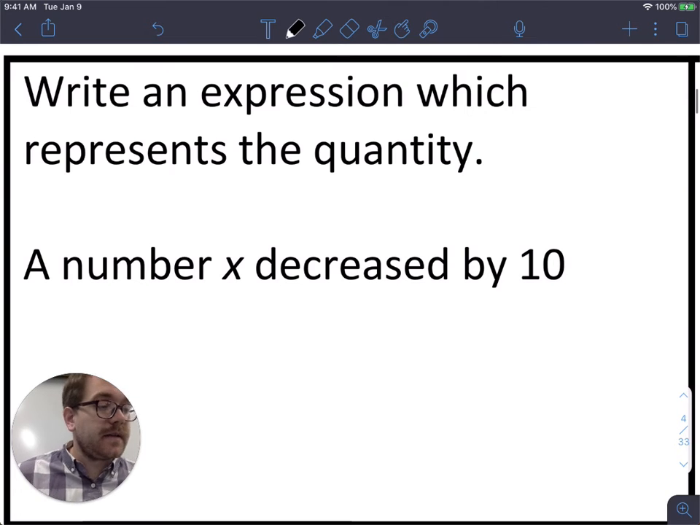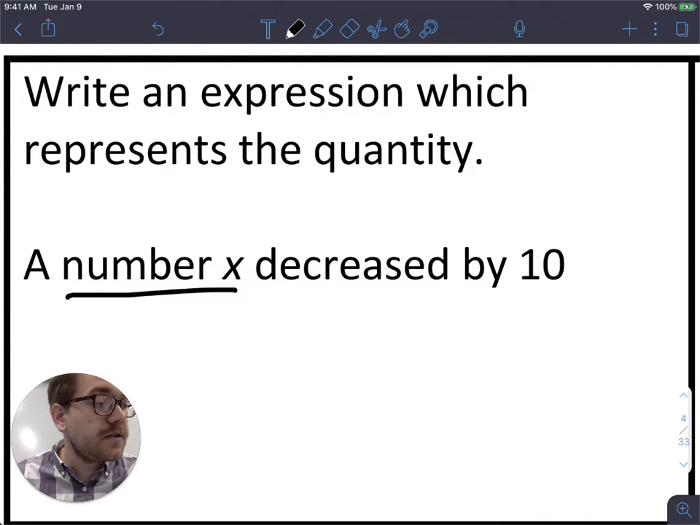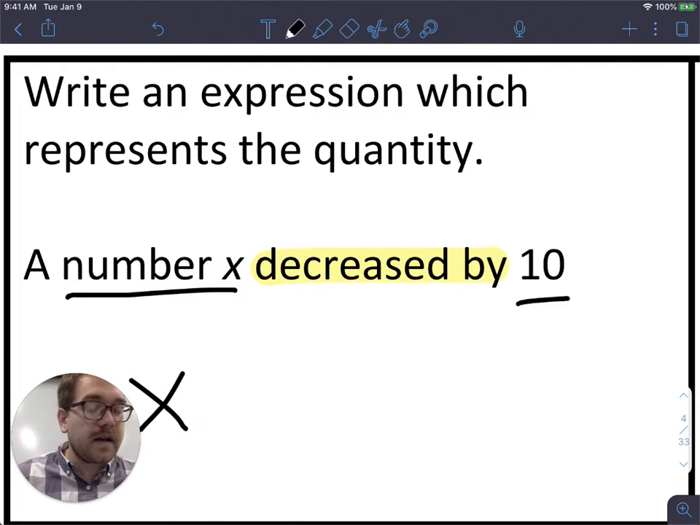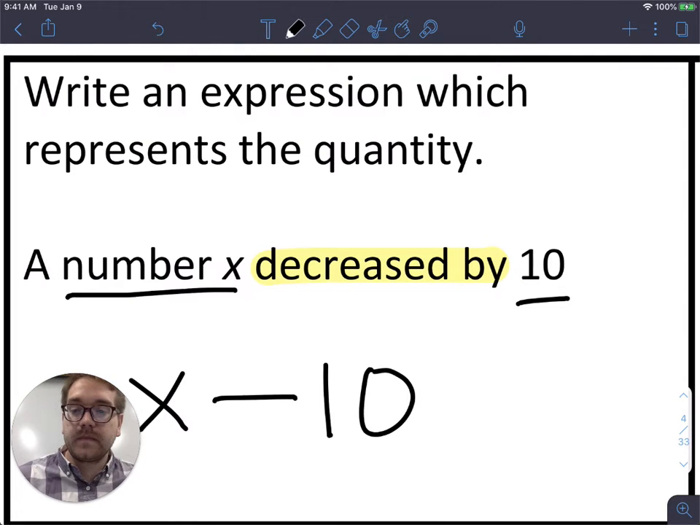Let's look at another example. Write an expression which represents the quantity a number x decreased by 10. So again, we have an unknown number x, our variable x, and it's decreased by the number 10. Okay? So we've got our x here, that's our number x, and we're going to decrease it. Okay? Remember from our notes, the decrease is subtraction. So I use the subtraction symbol, minus, and then 10. So a number x decreased by 10 would be x minus 10.